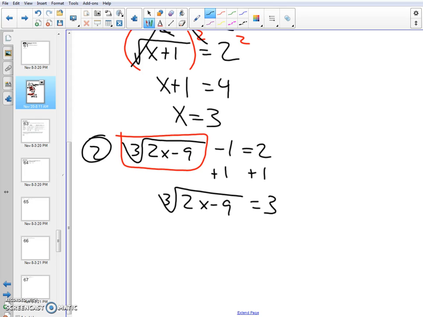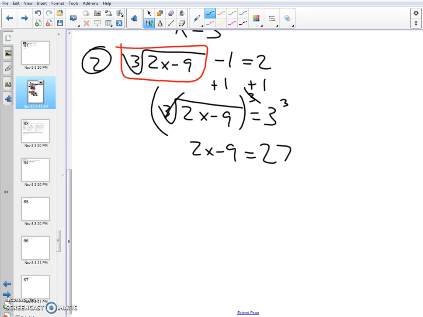Okay, very similar to the square root, except since this is a third root, I have to raise that to the third power, meaning the 3 also has to be raised to the third power. So then those would cancel, and I would have 2x minus 9 equals 3 to the third, which is 27. And then from there, you're just solving like you normally would. So add the 9 to each side, divide by 2.